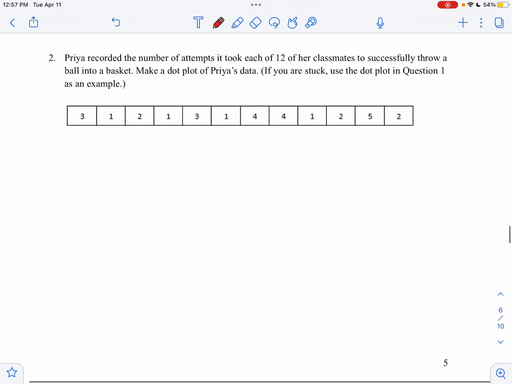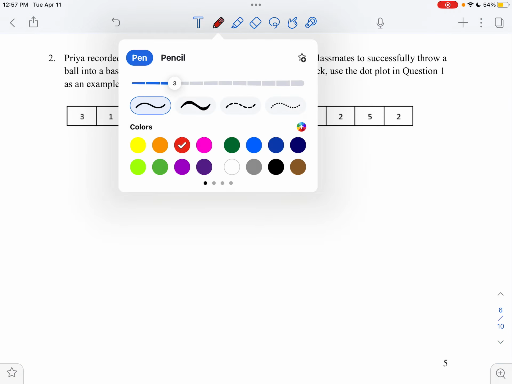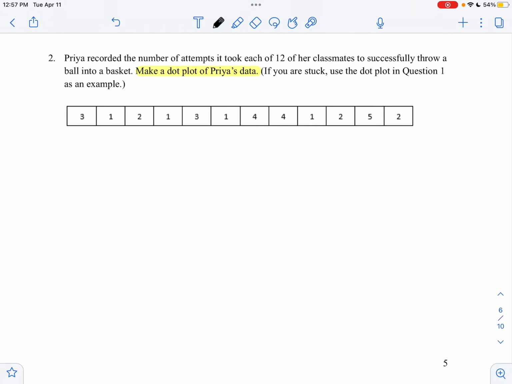Question 2. Priya recorded the number of attempts it took each of her 12 classmates to successfully throw a ball into a basket. Make a dot plot of Priya's data. If you are stuck, use the dot plot in question 1. Of course, you're on the video, so that should help.